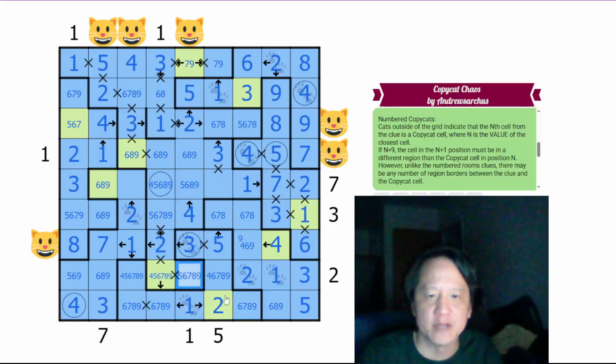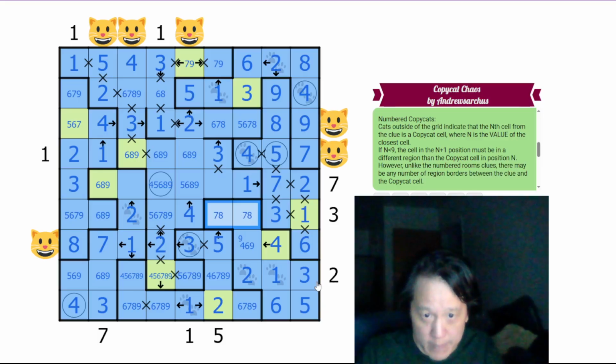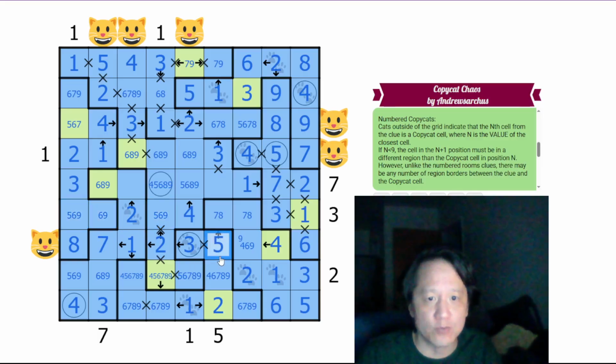Well, we already knew that. That can't be 5. No 8 or 9 here. This is 6. That eliminates 6 in the rest of the region. So this is 7, 8 as a pair, which eliminates 7, 8 in the rest of the row. This can't be 4 or 6. It's 9. 6 eliminates 6 here.